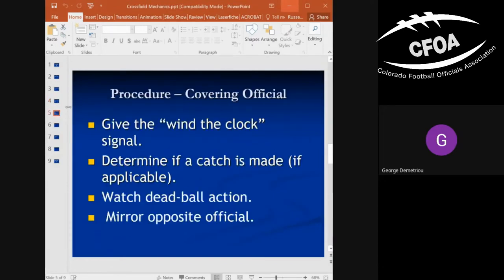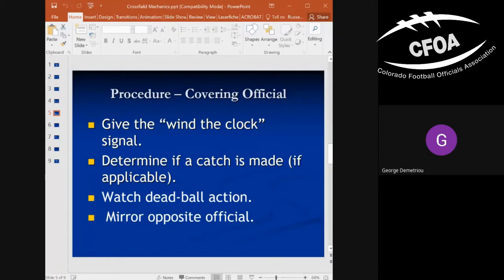And now we get into the specific procedure. The first one is totally optional. The wind the clock signal. The wind the clock signal was not designed to trigger crossfield mechanics. And that's why I say it's optional. But by winding his arm in the air, he is signaling to his partner across the field, get my progress spot for me. It should not be necessary.